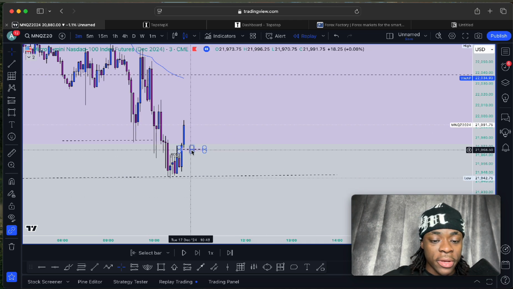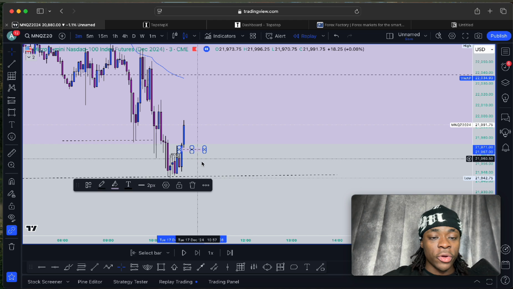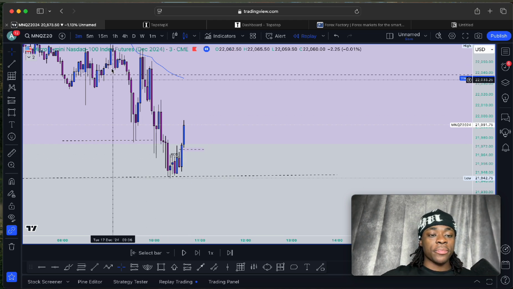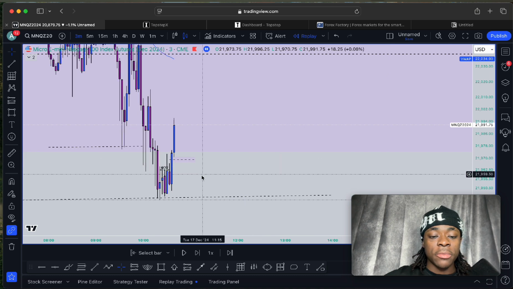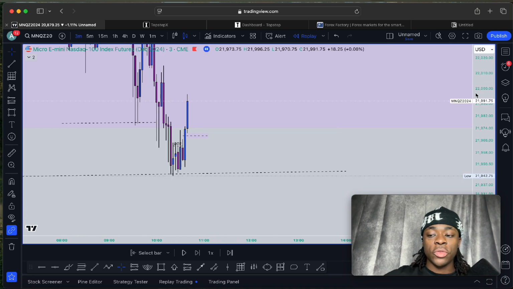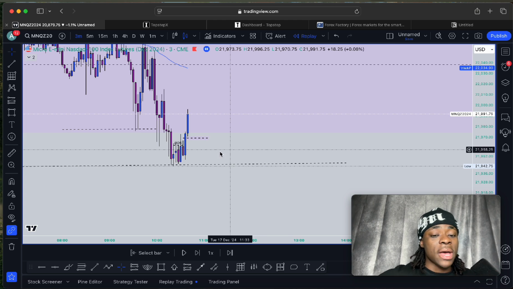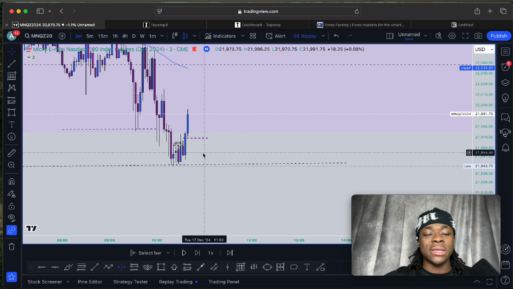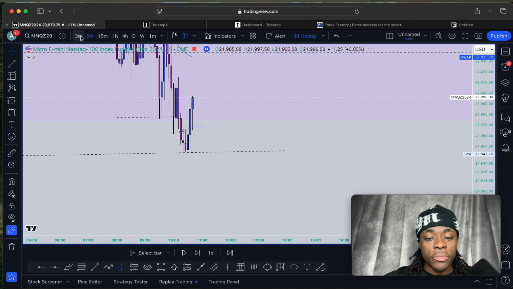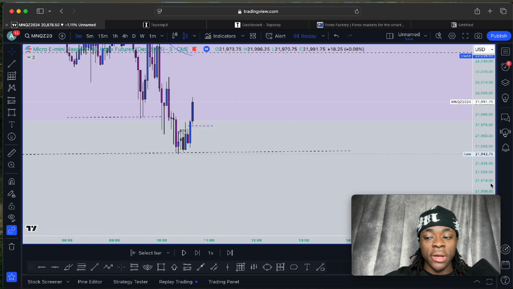I would much rather it be a 5 minute or a 3 minute. I'm not really taking any more trades in a 1 minute anymore. I'm trying to keep it at a minimum, taking my trades in the 3 minute or the 5 minute, because through my experience this past 2 months, I have found success trading in the 3 minute or the 5 minute. So we had this 3 minute fair value gap right here.